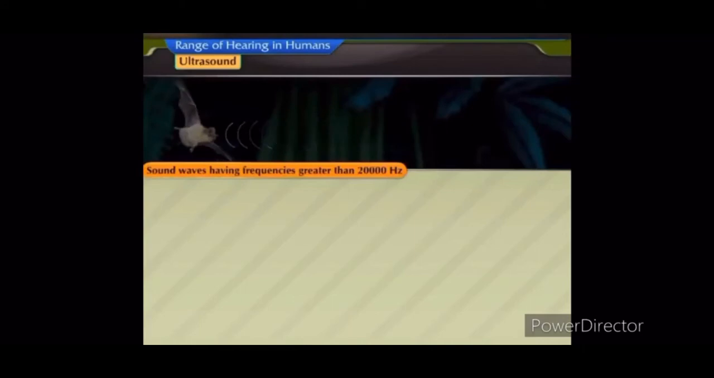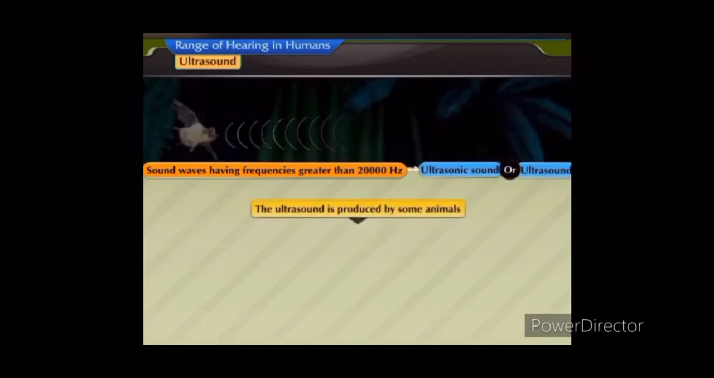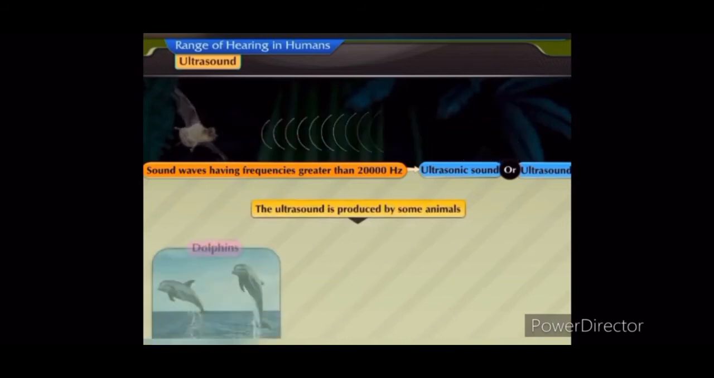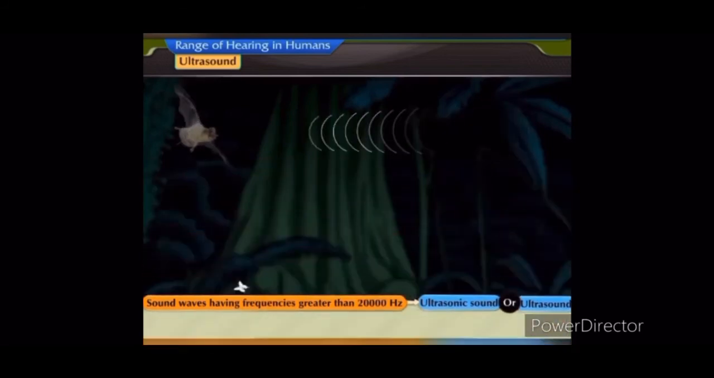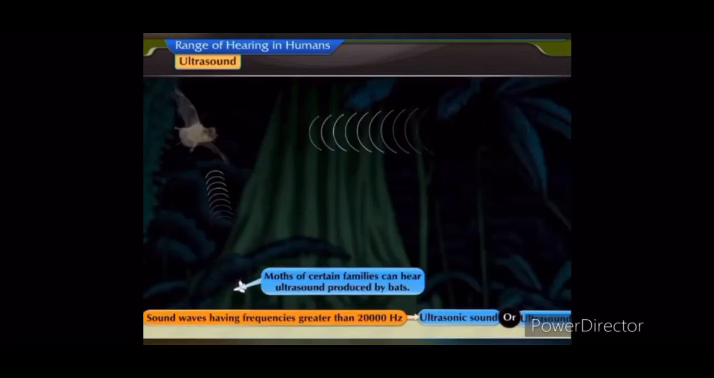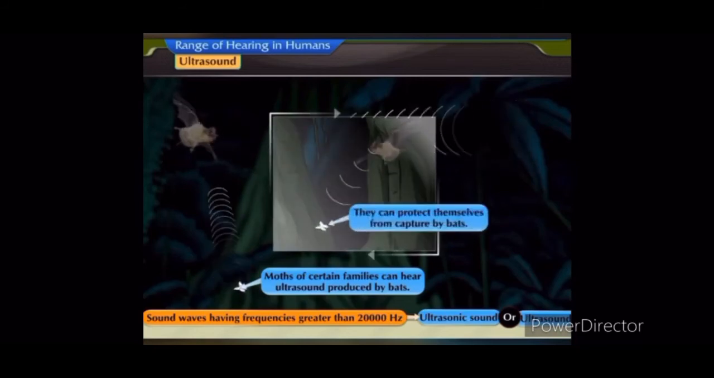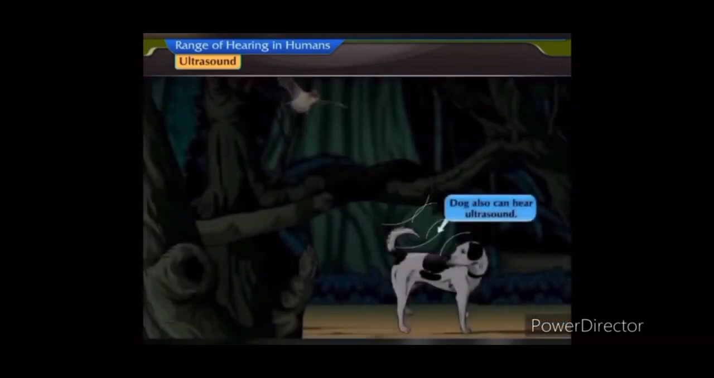Ultrasound. Sound waves having frequencies greater than 20,000 Hz are called ultrasonic sounds or ultrasound. The ultrasound is produced by some animals like dolphins, bats, rats. Moths of certain families can hear ultrasound produced by bats, and they can protect themselves from capture by bats. Dogs also can hear ultrasound.